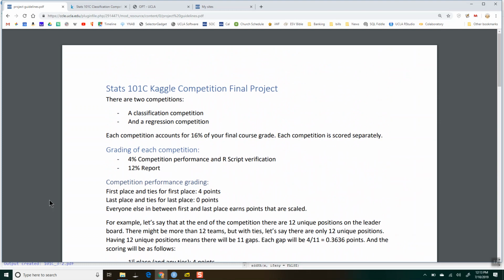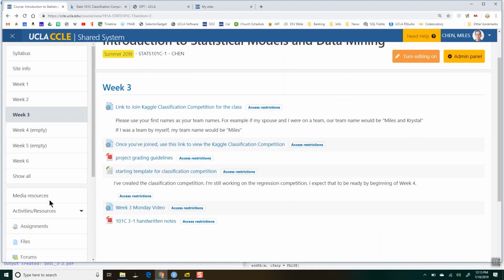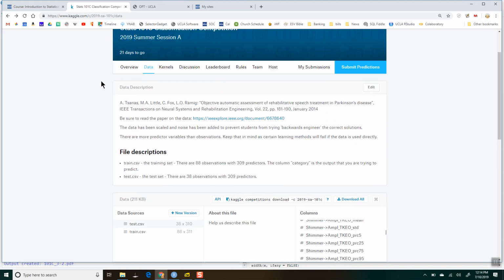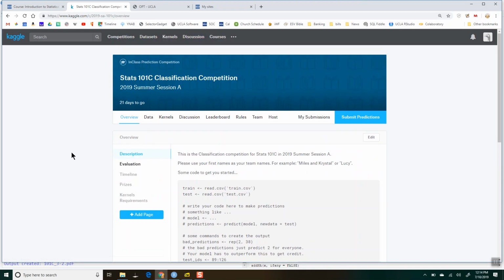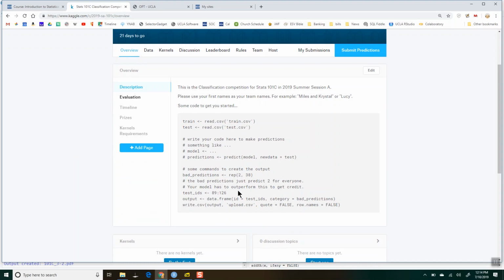Anytime you have a written thing, there's a tiny bit of a subjective component, and I'll try to make the description clear there, but that's what we have there. Okay, are there any questions? I think this is basically what I've included for the starting template.